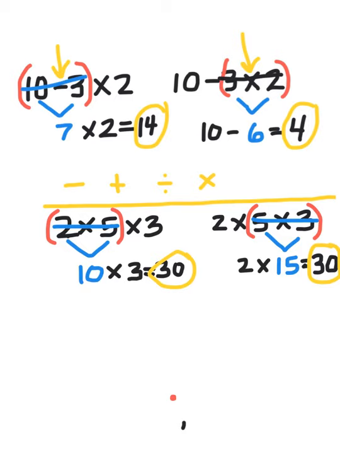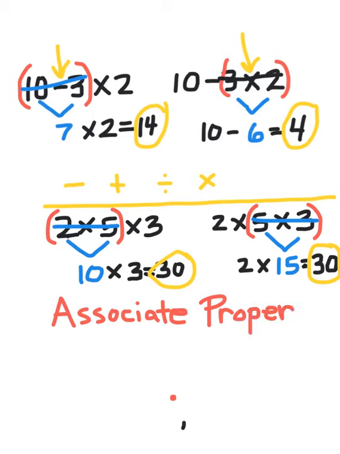Boys and girls, we just learned about the associative property. The associative property of multiplication says that when factors are multiplied in the order 2 times 5 times 3, or any factors are multiplied, we can multiply them in any order and we're always going to get the same answer. This will work for multiplication and for addition, but not when we use different operations, only when we use all multiplication or all addition.